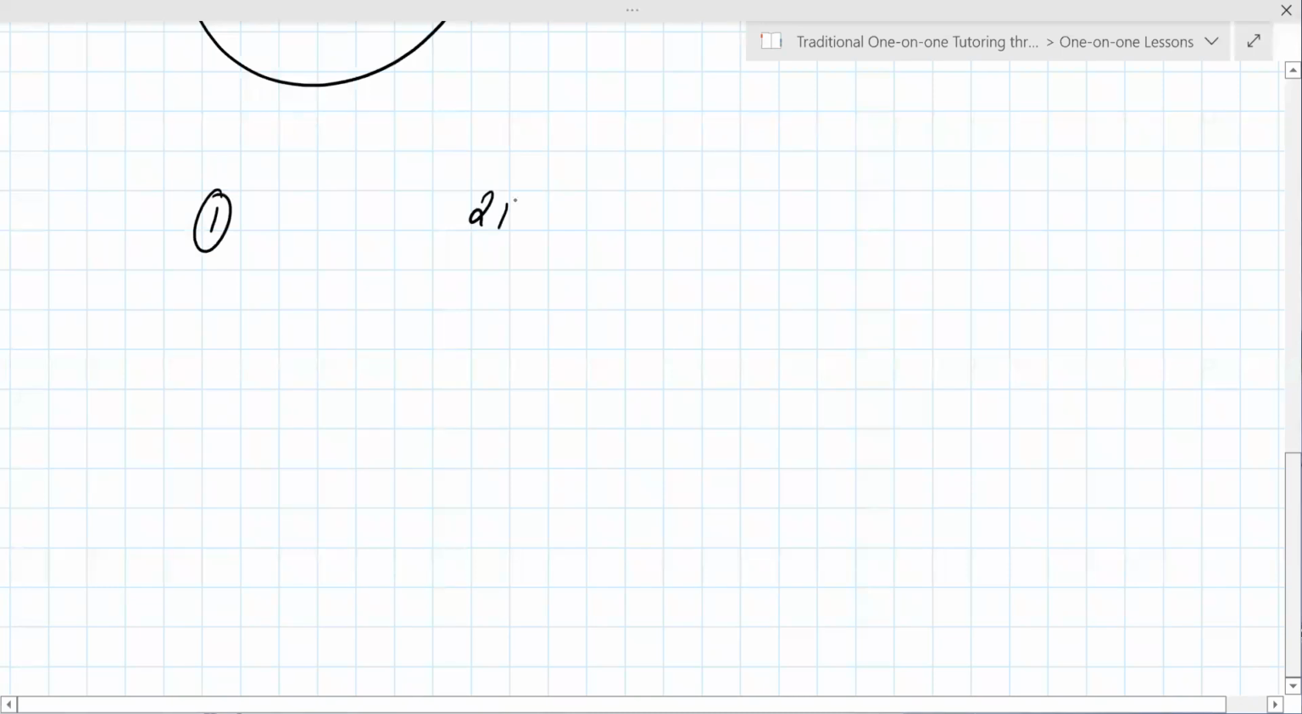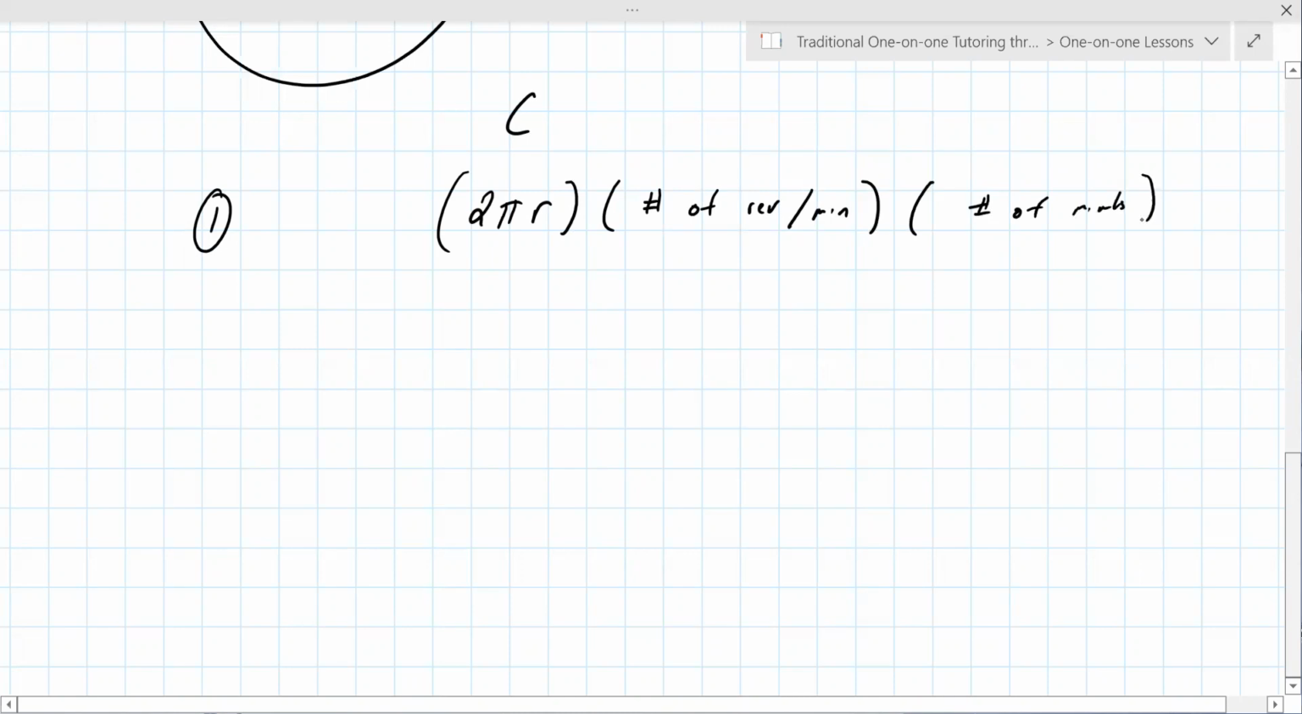For number 1, it's 2 pi r. So that's the circumference times the number of revolutions per minute times the number of minutes. So the radius times 2 times 3.14 times the number of rotations, revolutions per minute.